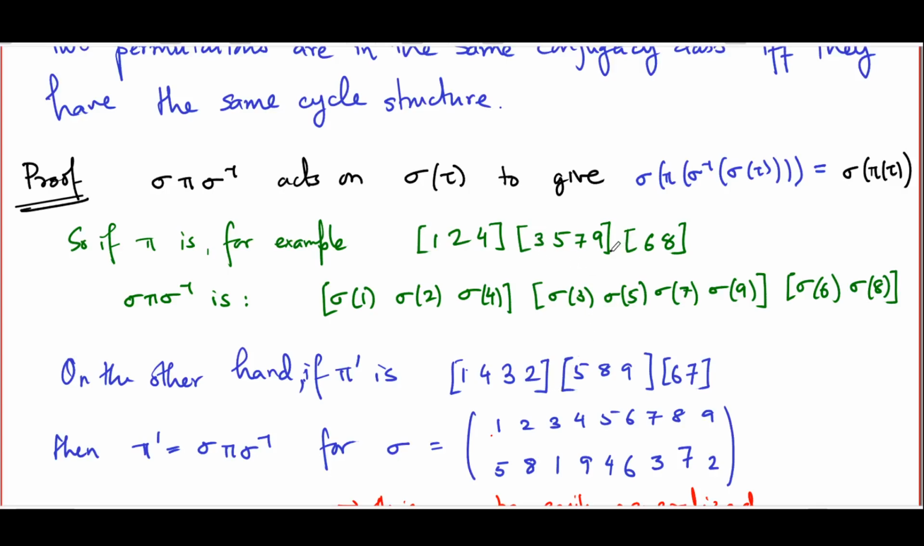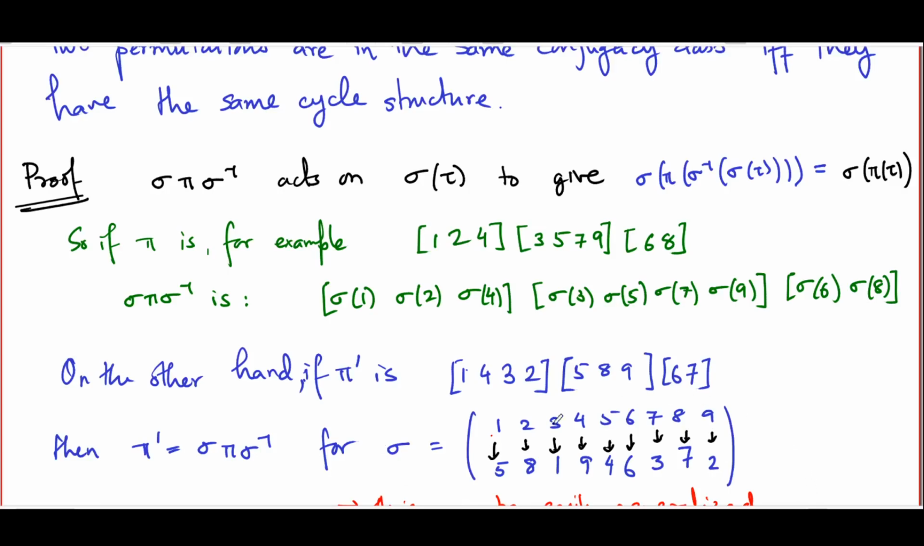All you have to do is to ensure that the cycle structure is preserved. So 3579, the 4 cycle, has become the 1432 cycle. So sigma maps 3 to 1, 5 to 4, 7 to 3 and 9 to 2. And then it maps the elements of this 3 cycle, 1, 2 and 4, onto 5, 8 and 9 respectively: 1 to 5, 2 to 8 and 4 to 9. And it maps 6, 8 to 6, 7. So 6 goes to 6, 8 goes to 7.